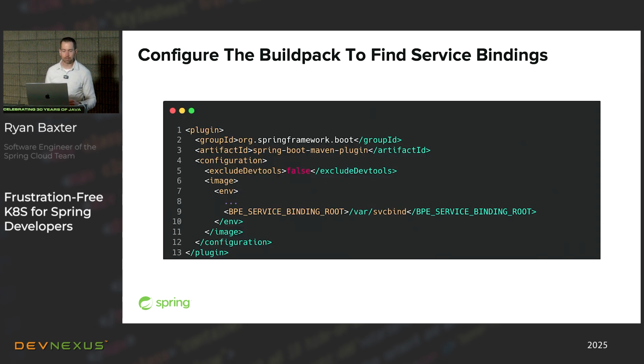This is just a picture of what you need to do to tell the buildpack where those service binding secrets live. So you can see this BPE_SERVICE_BINDING_ROOT. That's just the path to where those secrets are going to be mounted when the application is running on Kubernetes. And then from there, Spring Cloud Bindings takes over and creates the property sources for us.